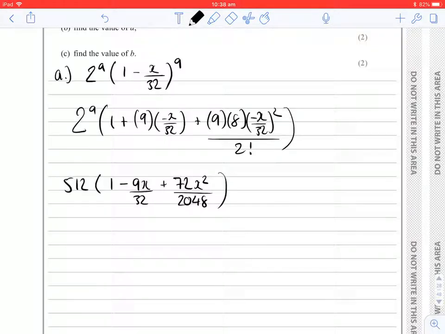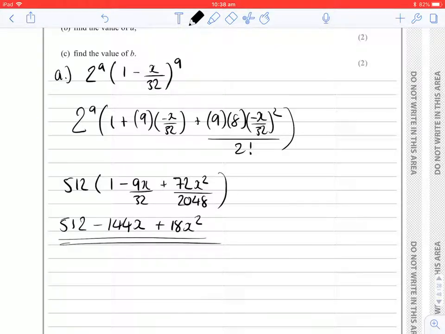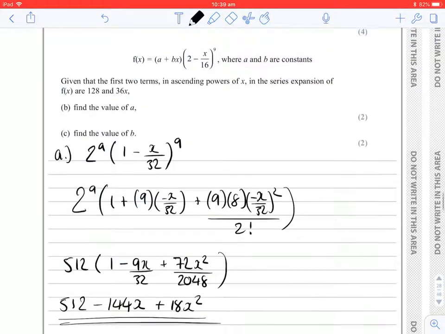So now we can expand through and simplify, and so we're going to get 512 take away 144x add 18x squared by running that through and simplifying. There are our first 3 terms. So now we can look at part B.